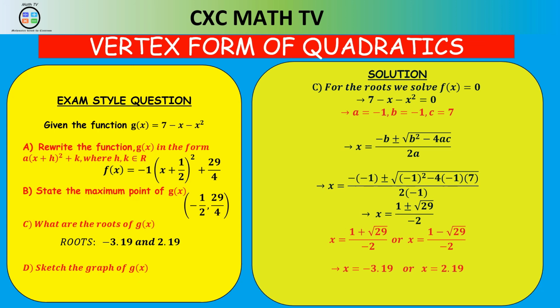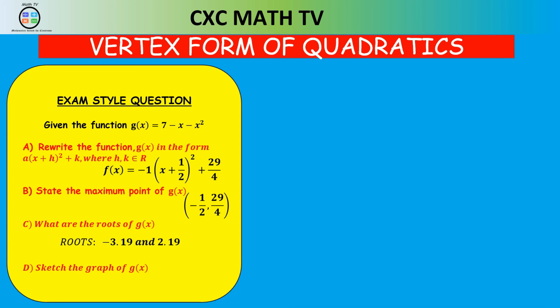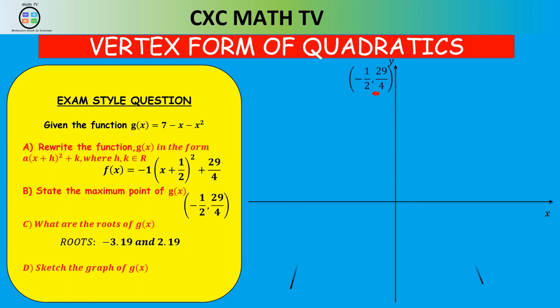So I like to start with my x and my y-axis. Then I put on my maximum point, in this case, negative a half, 29 over 4. Then I just draw a curve, make sure it is parabolic in shape, meaning it frowns evenly going down. And then I put on my y-axis intercept, which is 7, and I put on the roots, negative 3.19 and 2.19. And that would be my g of x right there. Nice.